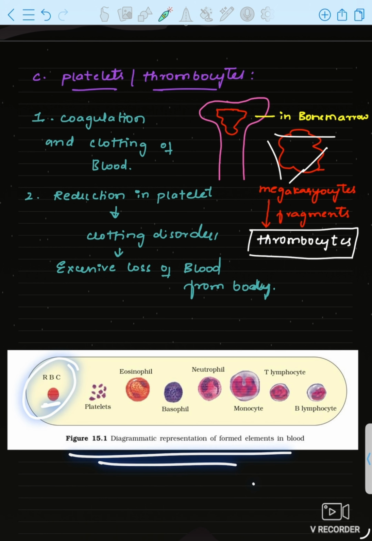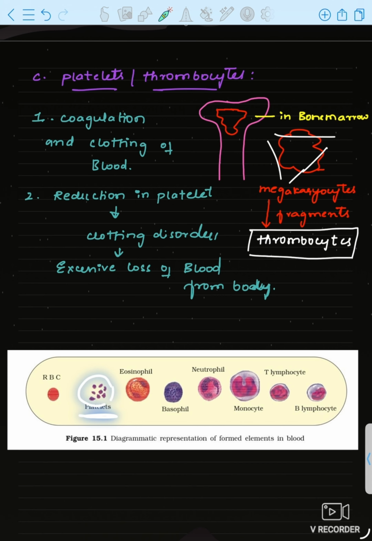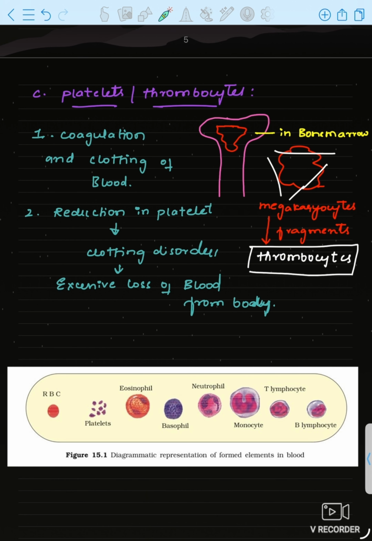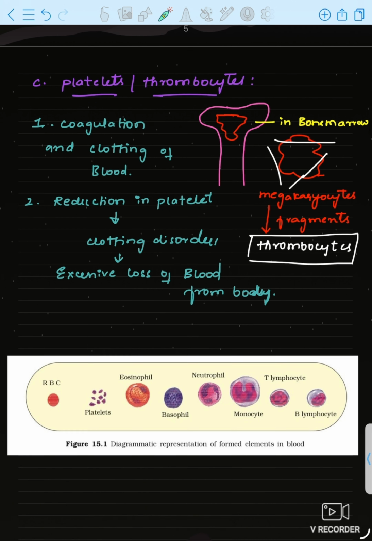RBCs, we know, are red in color, and platelets are fragment type. This is an eosinophil, a granulocyte with a headphone-shaped nucleus, and the neutrophil is multi-lobed. The basophil nucleus we can't see properly, it is granulocyte type. Next is the monocyte, a single kidney-shaped cell. And these are the lymphocytes, T lymphocyte and B lymphocyte. We are done with the composition of blood, which includes plasma and formed elements.